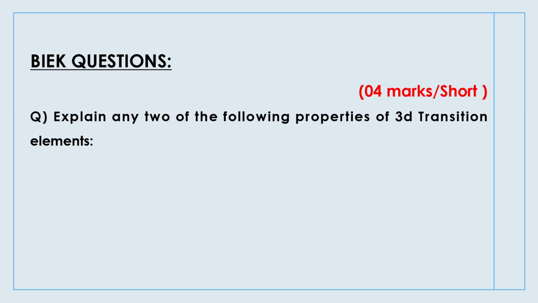Next question you get is for the short question answers, in which you are asked to define the properties of the transition elements. It says explain any 2 properties. Here in this question 3 properties are provided, and from these 3 you have to attempt 2 properties, which means each property carries 2 marks. In this you have to give the detailed explanation of the property that is asked.